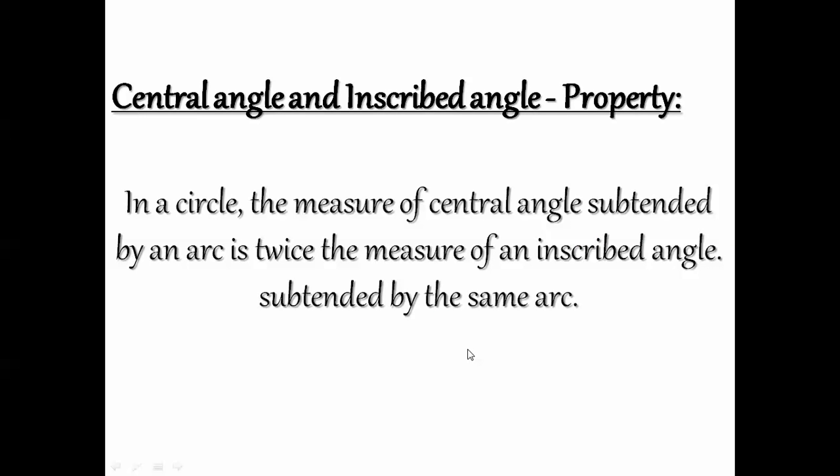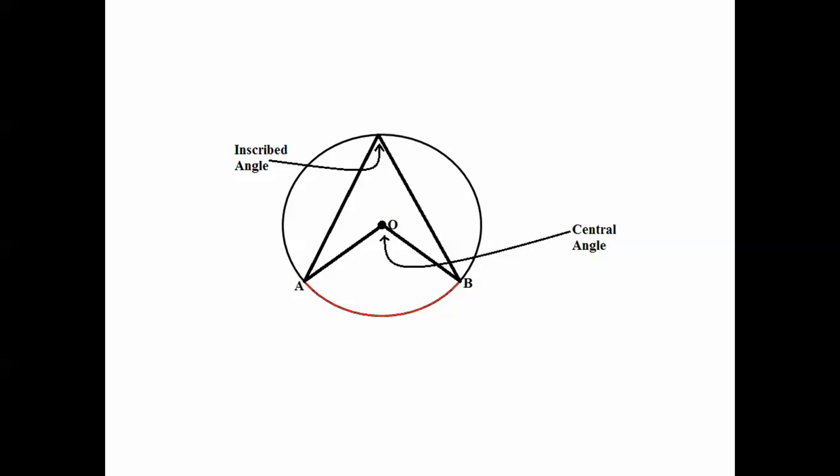Central angle and inscribed angle property. In a circle, the measure of the central angle subtended by an arc is twice the measure of an inscribed angle subtended by the same arc. So if we go back here, we have an inscribed angle, A to the outside to B, and then we have A to O to B as the central angle. It means that central angle is going to be double that inscribed angle.